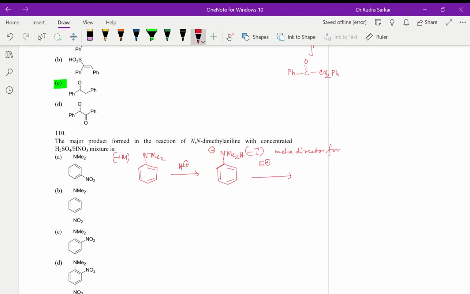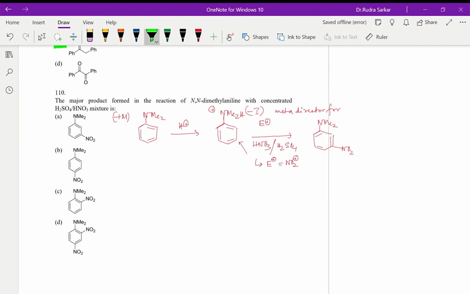If you are using HNO3 along with H2SO4, the electrophile formed is obviously NO2+, and that should enter the meta position as I have said. Hence the product one should expect from this reaction is going to have the structure as follows. So out here we will write A should be our solution.